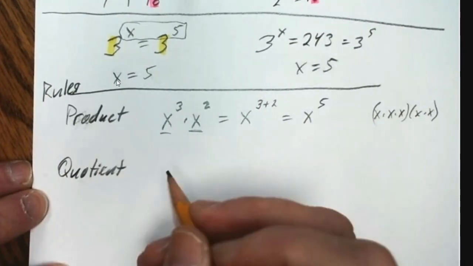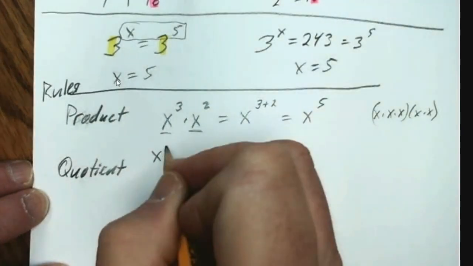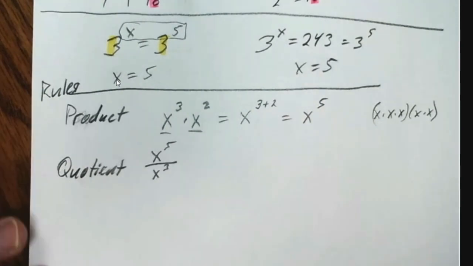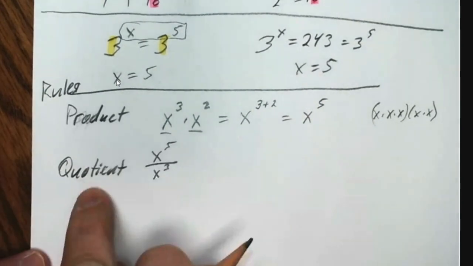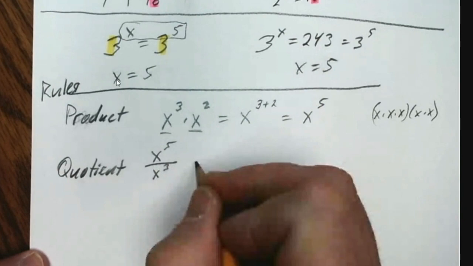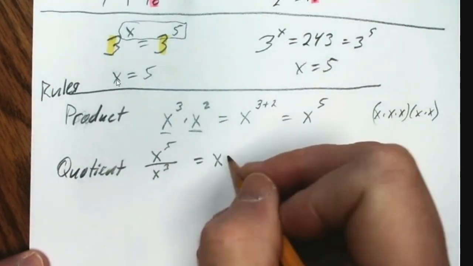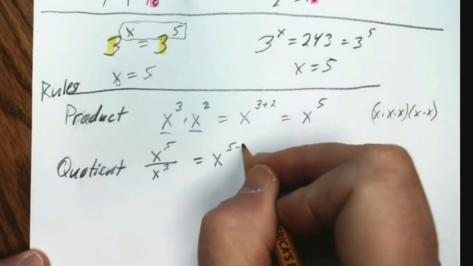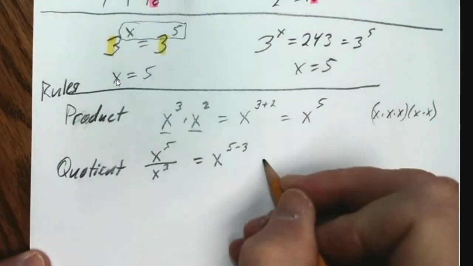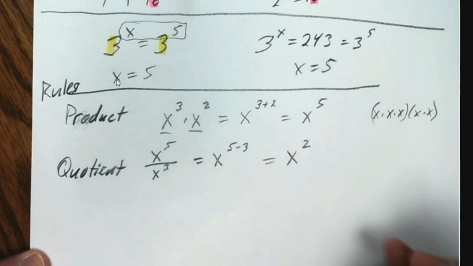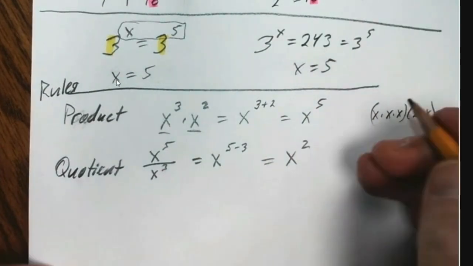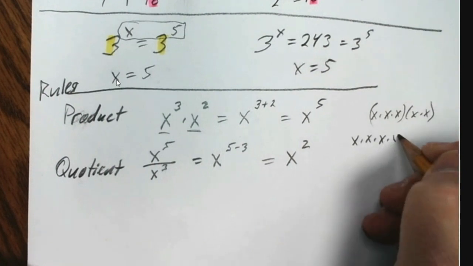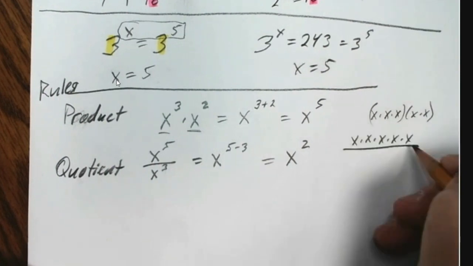That's when we are taking x to the fifth divided by x to the third. Quotient means what happens when you divide. Well, our rules for quotients, if you remember, means we can just subtract those. It's x squared. And again, we can prove that to ourselves by saying x to the fifth divided by x to the third.